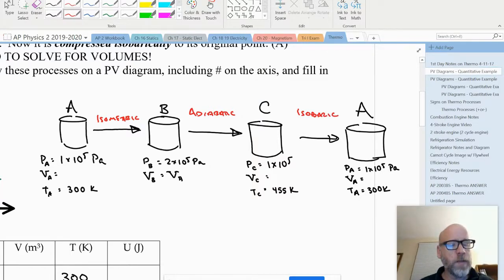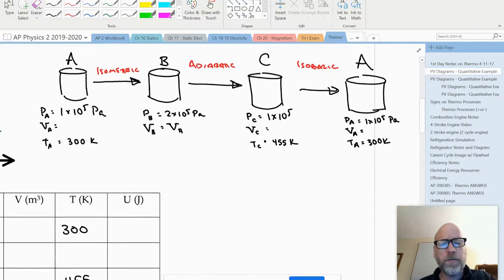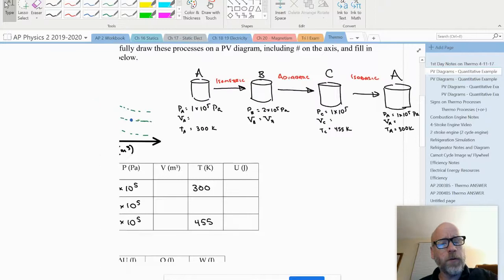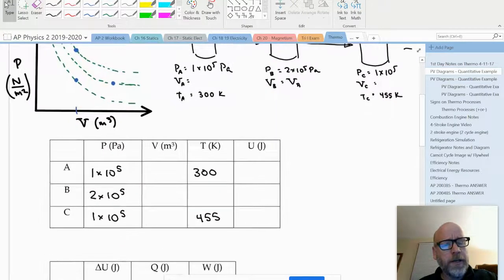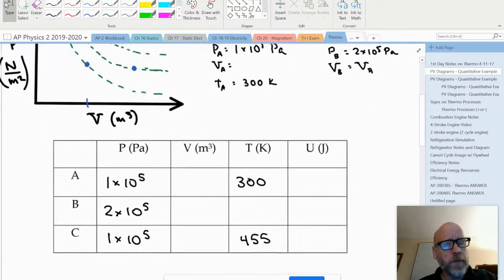Okay. Still feeling not confident? That's okay. Let's look at what we can fill in. Now, this is our first example. I organized two charts for you.